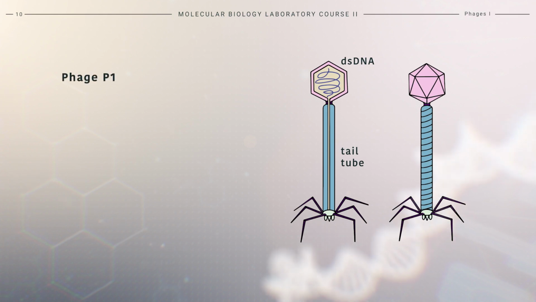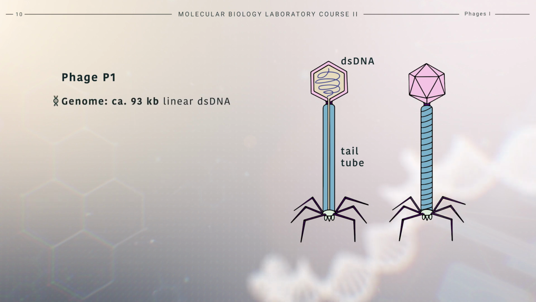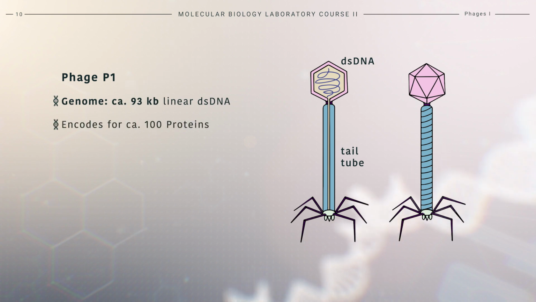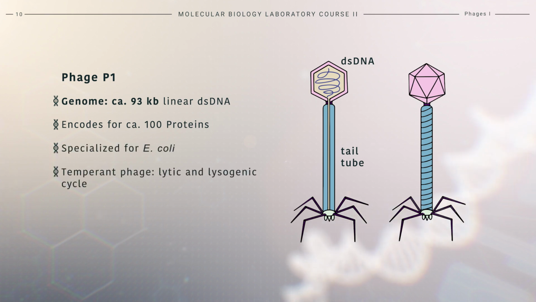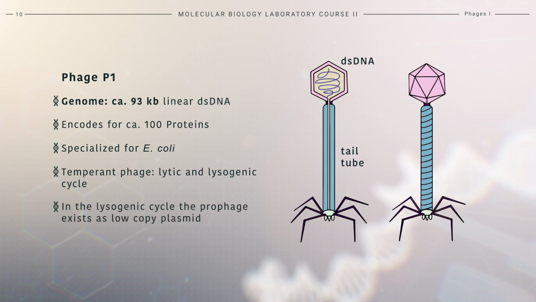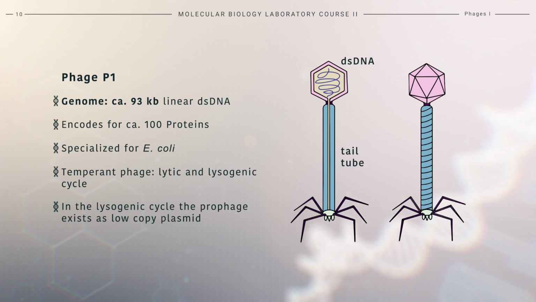The genome of phage P1 consists of linear double-stranded DNA of approximately 93 kilobases. It encodes for around 100 proteins. Phage P1 specifically infects Escherichia coli cells and is a so-called temperate phage. That means it can undergo both the lytic and the lysogenic cycle. In the lysogenic cycle, P1 does not integrate its genome into the host chromosome like many other temperate phages. Instead, its genome exists as a low copy plasmid within the bacterial cell, which makes it interesting for genetic engineering.